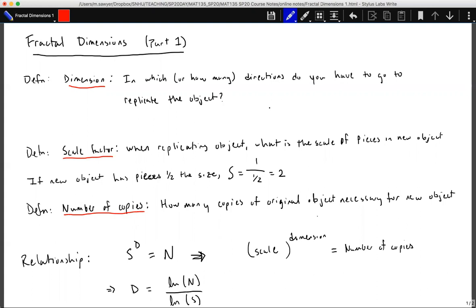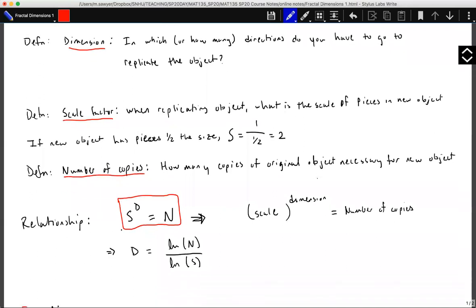And the third definition we'll need today is the number of copies. So how many copies of the original object are necessary for the new object? The relationship shown here at the bottom is we take the scale factor, raise it to the dimension, and this gives us the number of copies. And we can rearrange this to solve for the dimension, where the dimension is given by the natural log of the number of copies divided by the natural log of the scale factor. So if we know the number of copies and we know the scale factor, we can find the dimension of the object. So let's do some simple examples here.